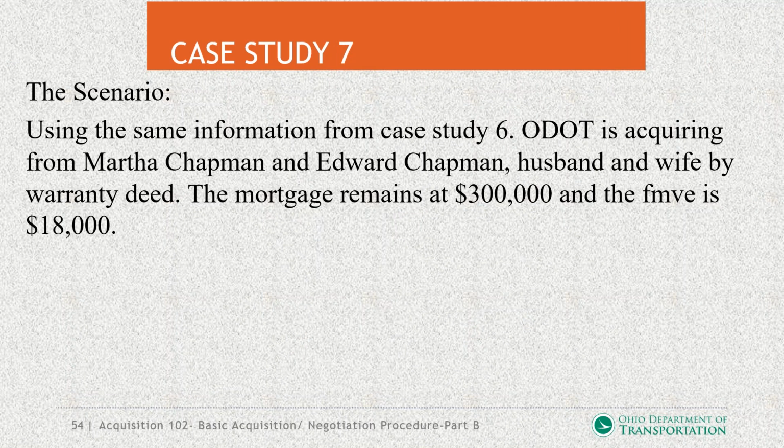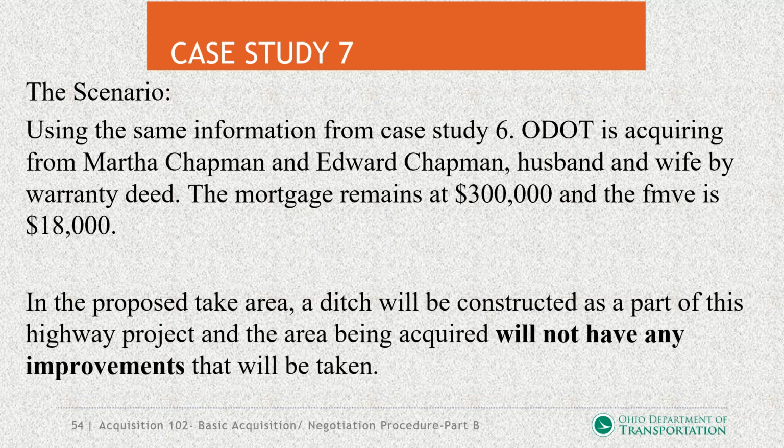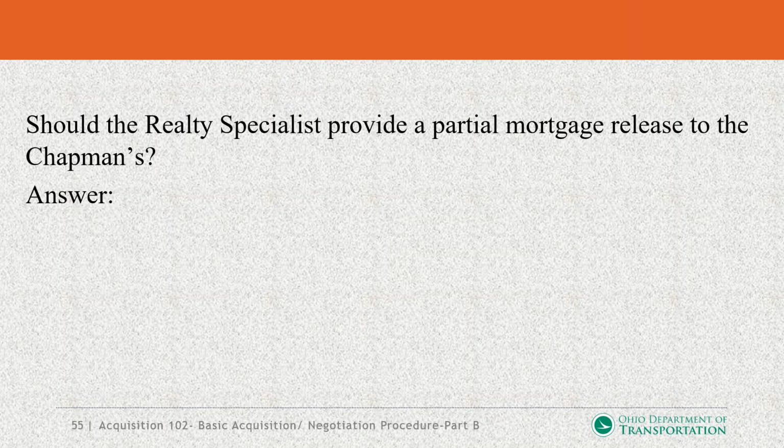Using the same scenario from case study 6, ODOT is acquiring from Martha Chapman and Edward Chapman, husband and wife, by warranty deed. The mortgage remains at $300,000 and the FMVE is $18,000. In the proposed take area, a ditch will be constructed as a part of this highway project, and the area being acquired will not have any improvements that will be taken. Should the realty specialist provide a partial mortgage release to the Chapmans? Answer is no.